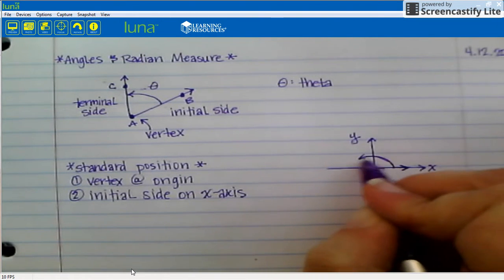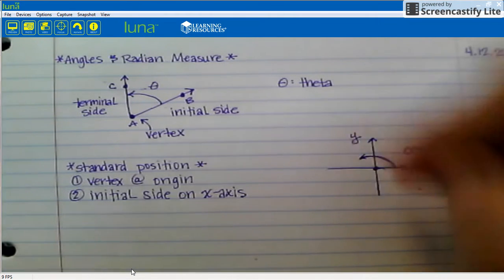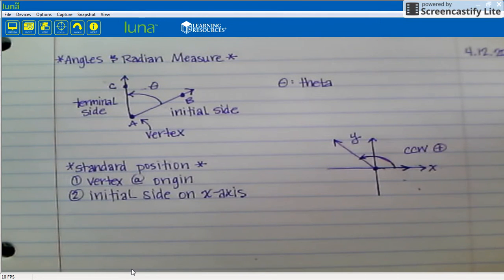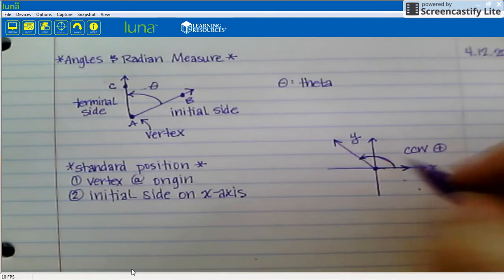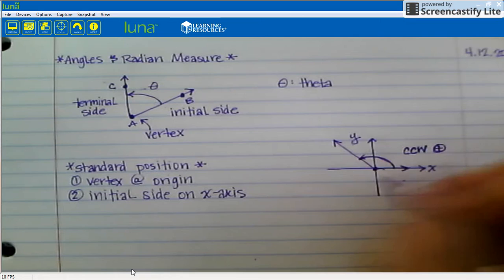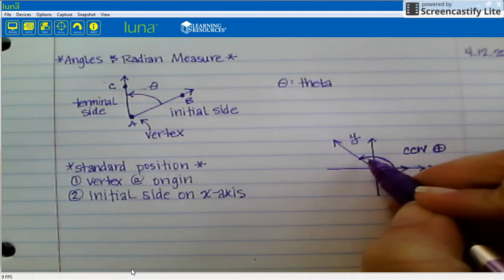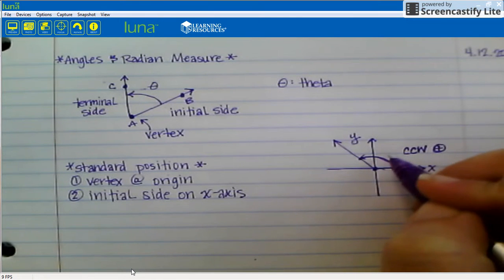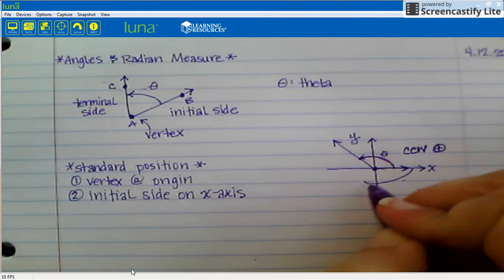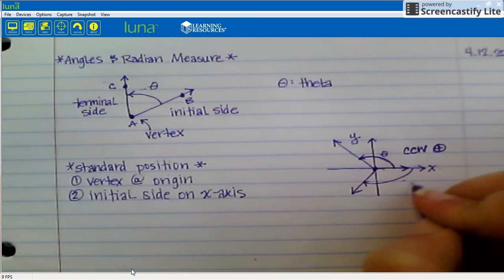If I move in the counterclockwise direction, then that's going to produce a positive angle. It's backwards from what you would think. You are programmed to think that clockwise is positive. But mathematically and in physics, counterclockwise is your positive rotation. So my terminal side is where my angle ends, and theta is the angle between them. If I move in the clockwise direction, then that is going to produce a negative angle.